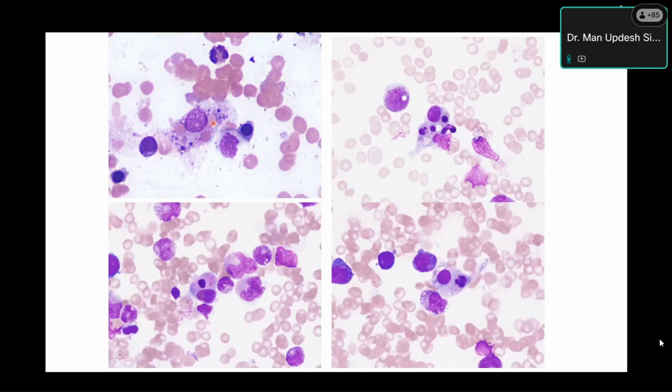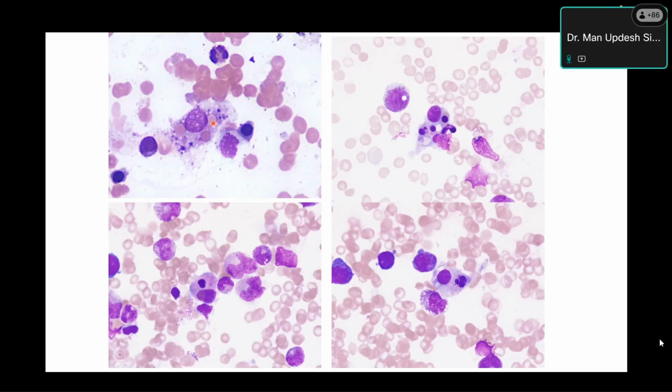Is something in the stomach? And emperipolesis is a very nice differential diagnosis which you should know. Generally, it's a phenomenon which occurs in megakaryocytes. And this here is hemophagocytosis. Somebody calls this HLH, hemophagocytic lymphohistiocytosis. And that is a syndrome.